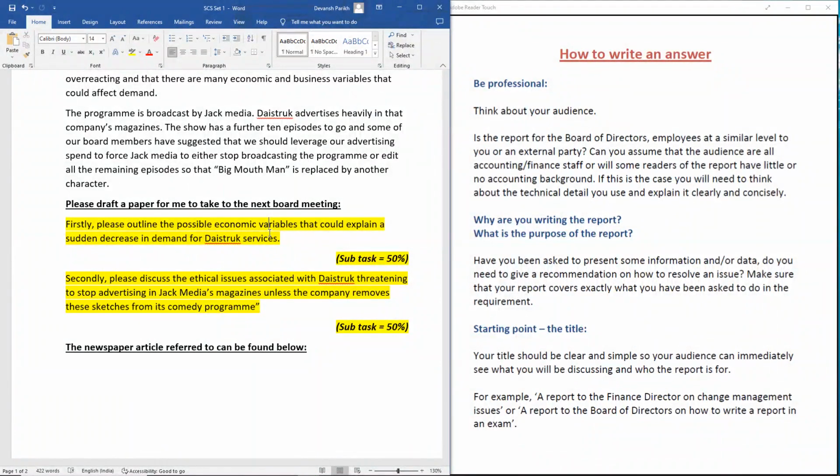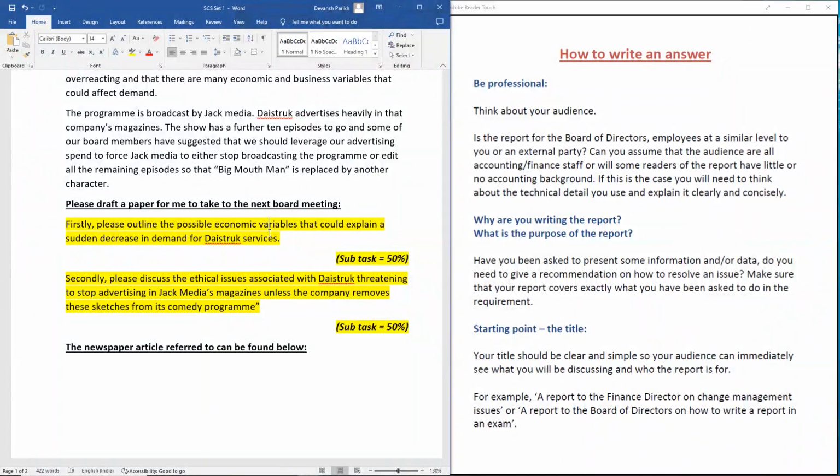Everything that you have to write, for example, the first economic variable you write interest rate. Interest rate changes can affect my demand, right? So 3-4 line explanation relating it to Daystruct is called a well-explained, well-detailed point.